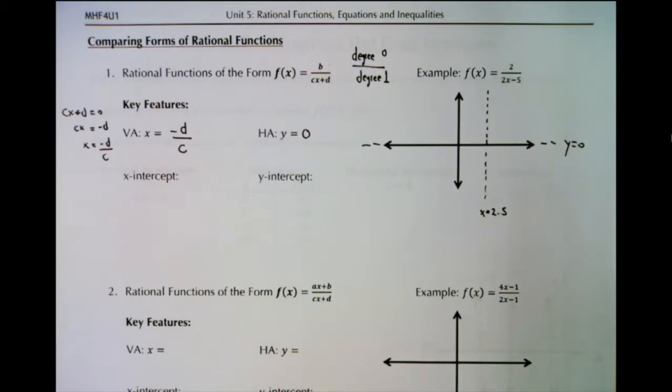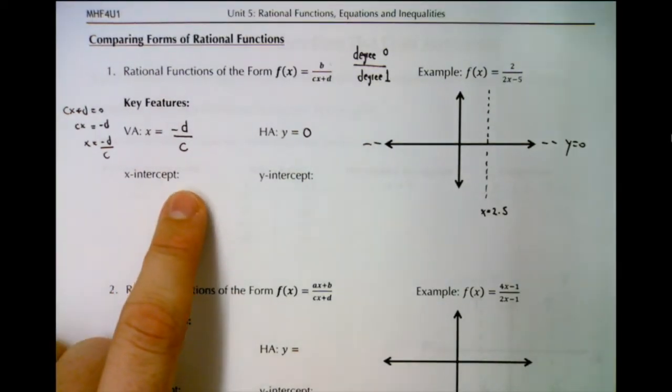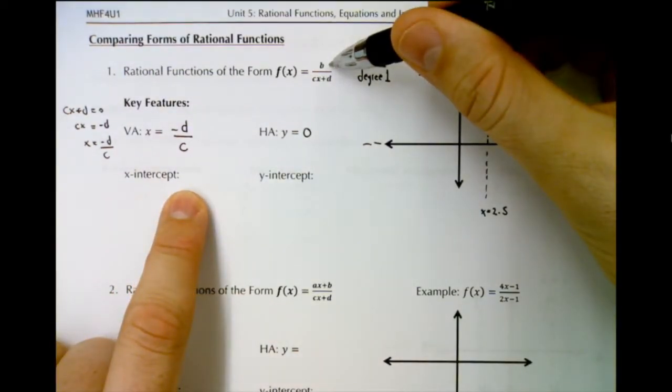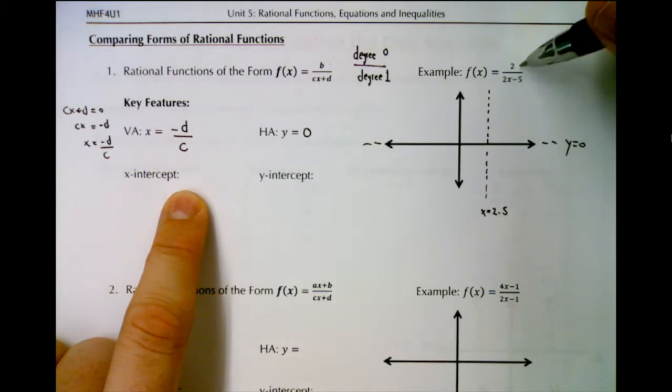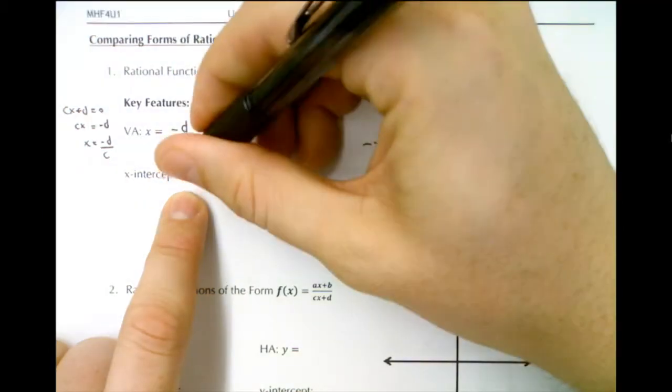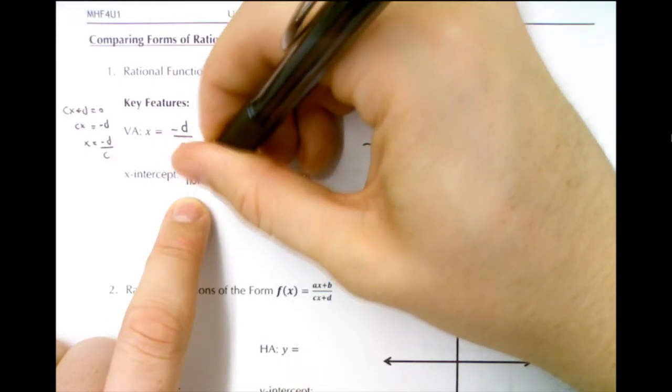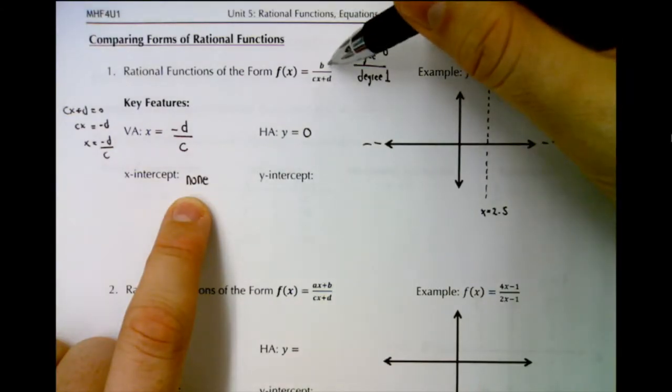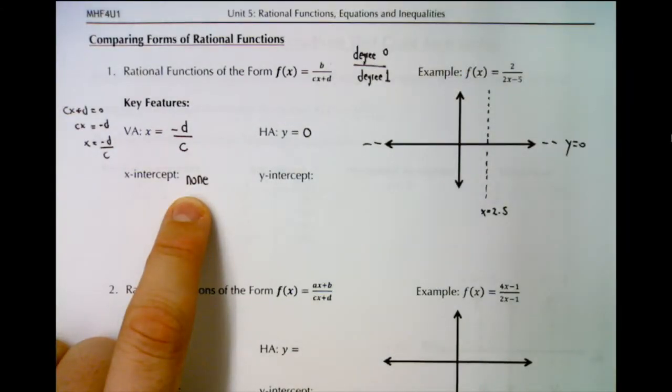X-intercepts come from the numerator. So you take your numerator and set it equal to 0. In this case, that would be taking b and setting it equal to 0 and solving. Or in this case, it would be taking 2 and setting it equal to 0 and solving. 2 can't equal 0. So we have no x-intercepts when we don't have an x term in the numerator.